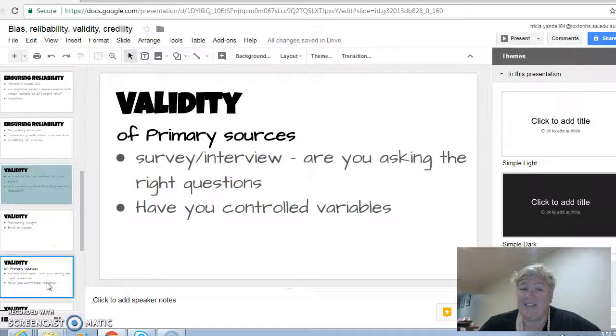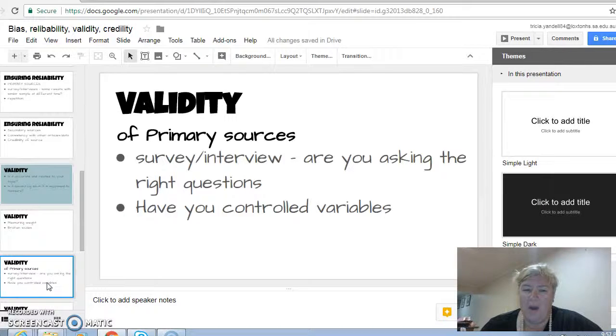If we look at validity in regards to the primary source, if you're doing a survey or interview, are you asking the right questions? You need to be really quite specific. Do you want their particular opinion? So, for example, we would ask them specific questions. An example might be, what do we want to know about Loxton High School? Is Loxton High School the best school ever?